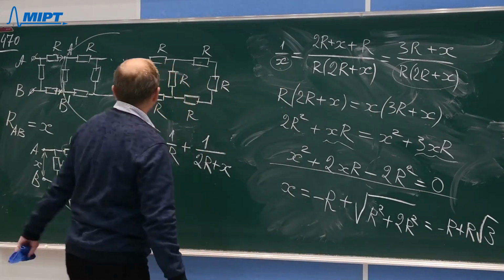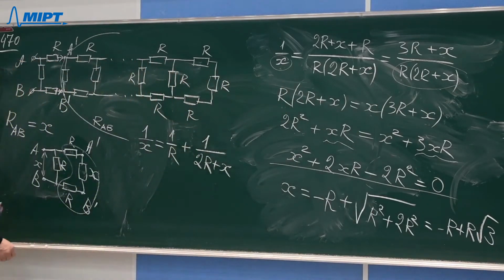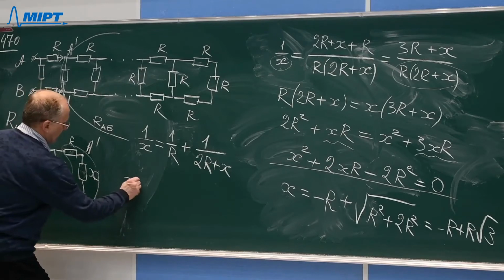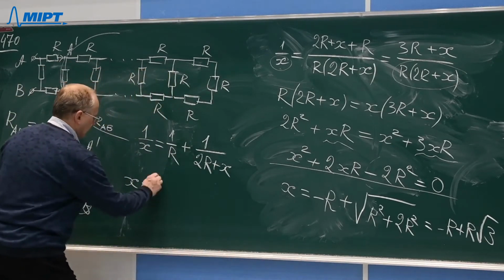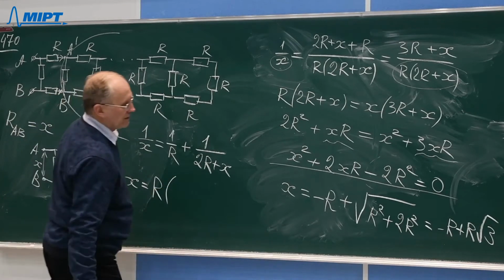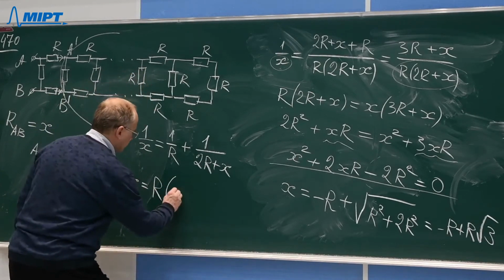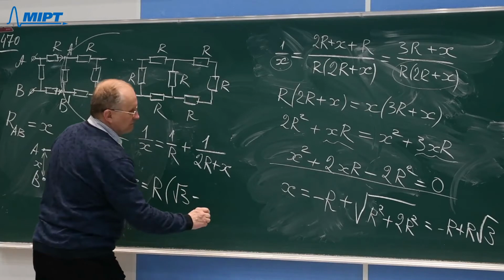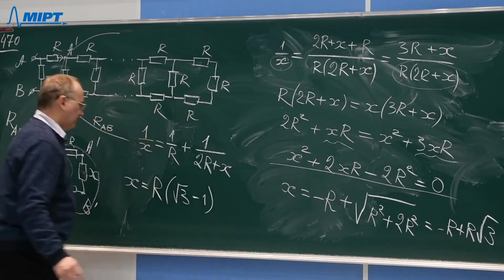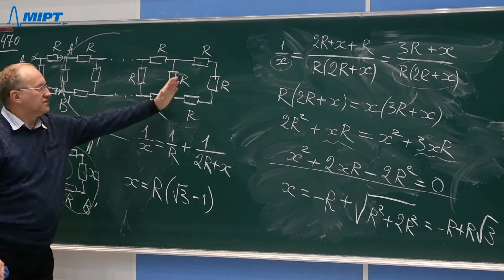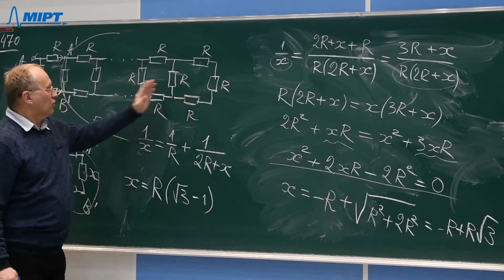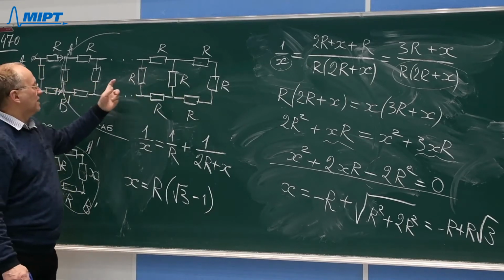Now the unknown quantity X may be written finally as R times the square root of 3 minus 1. That's it. That's the unknown resistance between points A and B in such an infinite or very large, very long circuit consisting of many, many identical cells.